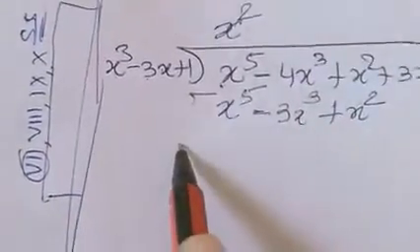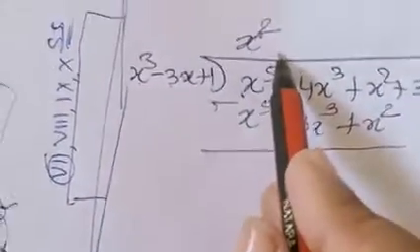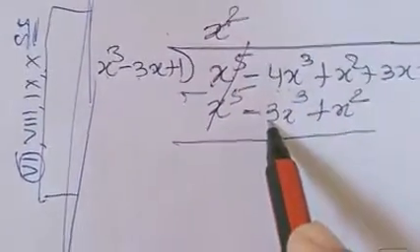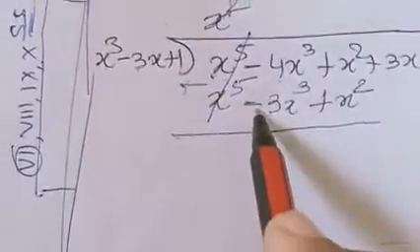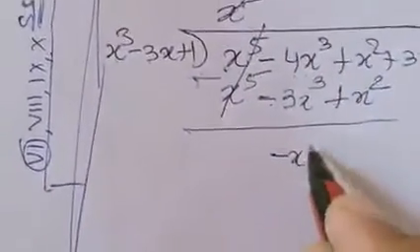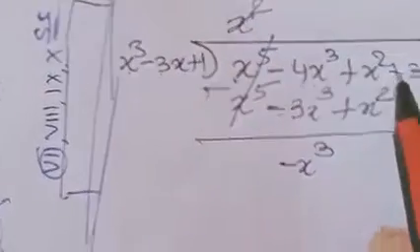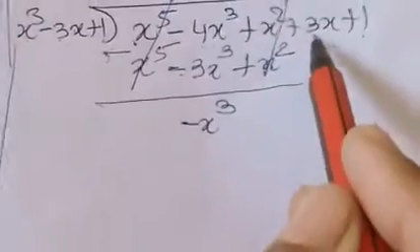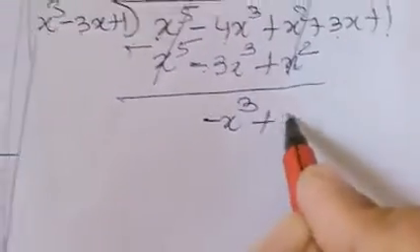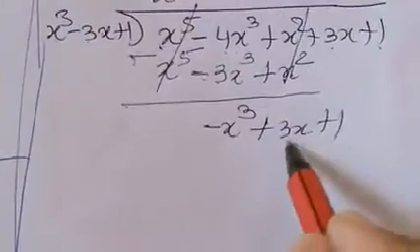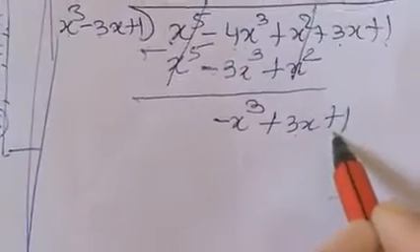Now we are subtracting this. x raised to 5 gets cancelled. Minus 4 plus 3: these two minus become plus. Minus 4 plus 3 will be minus x cube. Again what? x square minus x square gets cancelled. Then what remains? This plus 3x plus 1. In these two terms, no change. We copied them as it is.